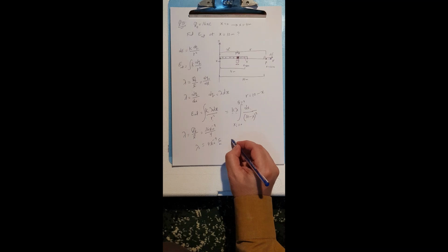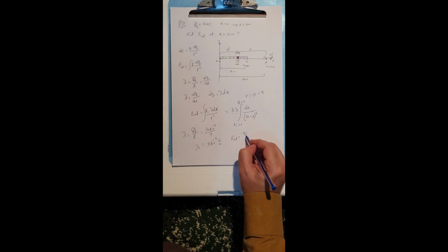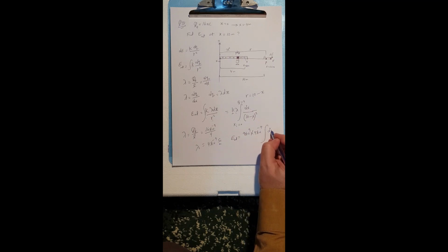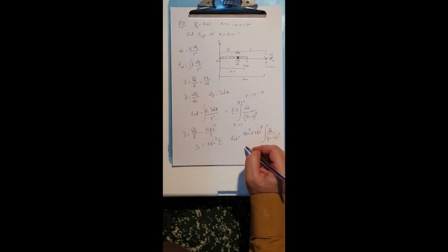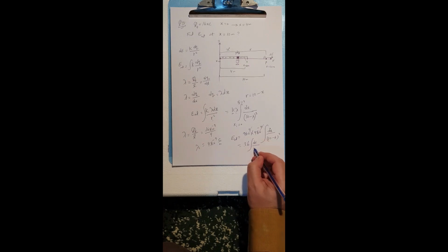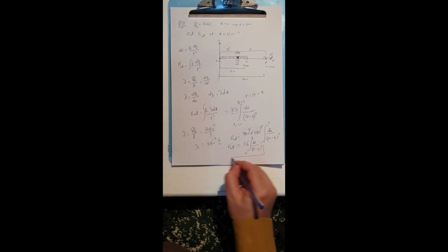Now if I substitute here, we get E net equals k, 9 times 10 to the power 9, times lambda, 4 times 10 to the minus 9, times the integration of dx over (10 minus x) square, so 9 times 4, 36, times the integration of dx over (10 minus x) square from 0 to 4. Of course here from 0 to 4. And you can tell this is the choice which you are looking for.